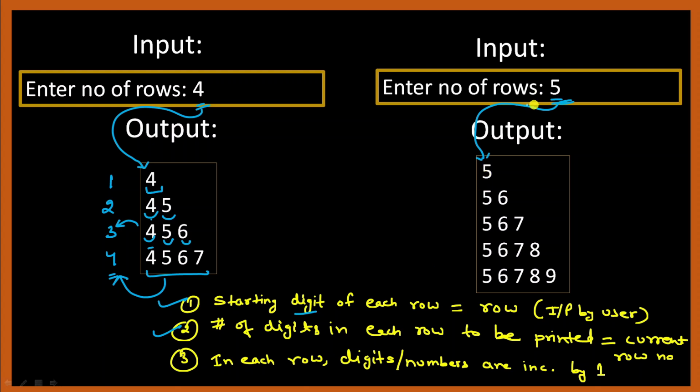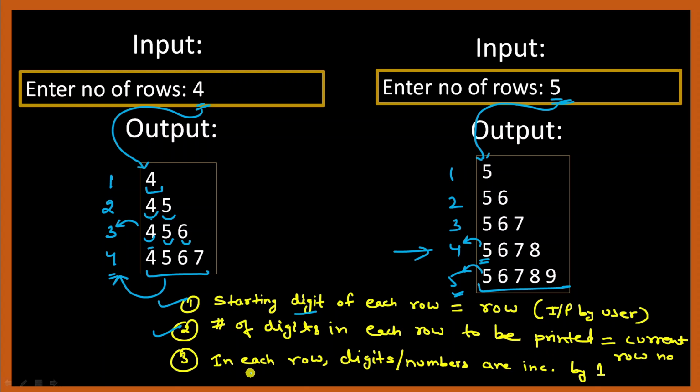In the same way, if the number of rows is 5, say 1 2 3 4 5, the same thing applies. Let's say we are in row number 4, the starting point will be 5, but how many digits are there? 5 6 7 8, a total of 4 digits, which is equal to the current row number. Because a total of 5 rows have to be printed, we go to the fifth row. In the fifth row a total of 5 digits are there, which is equal to the current row number. So we have also found the number of digits in each row.